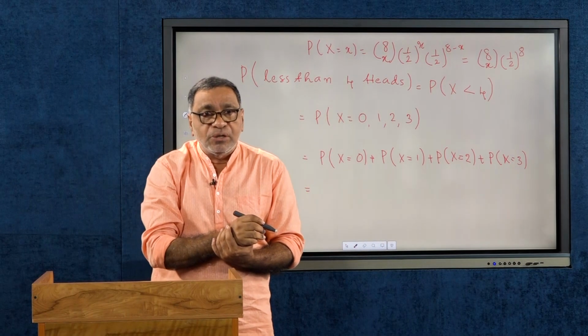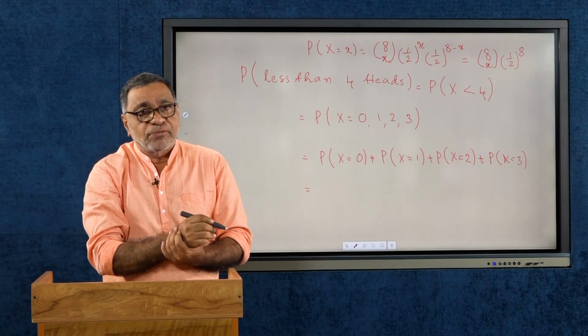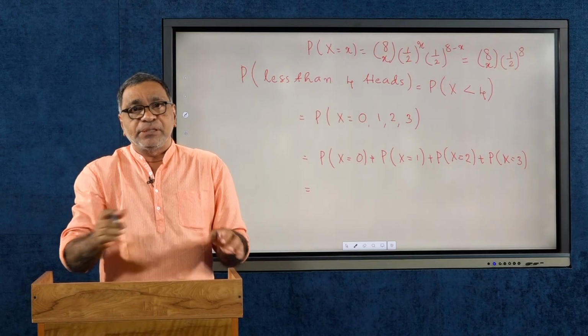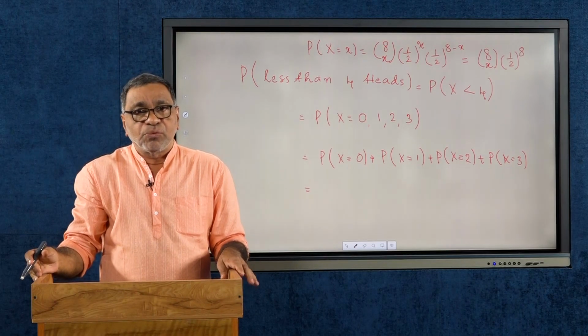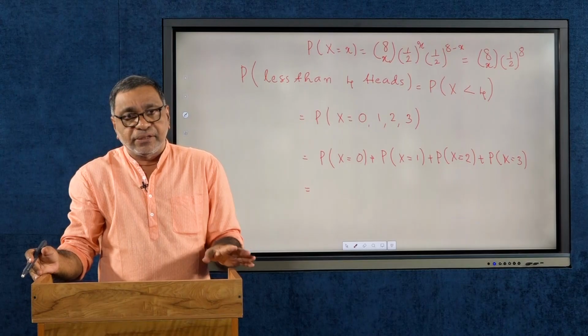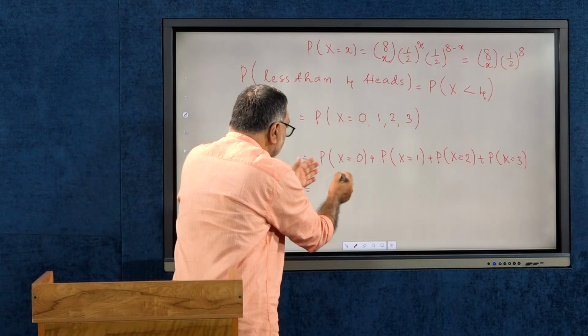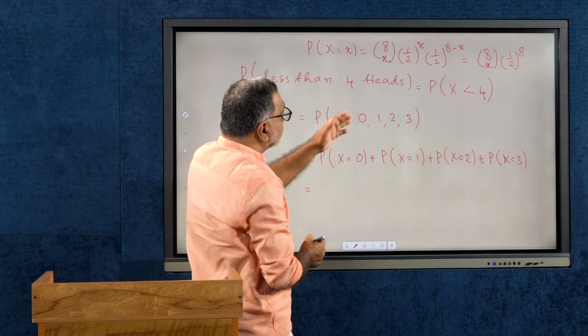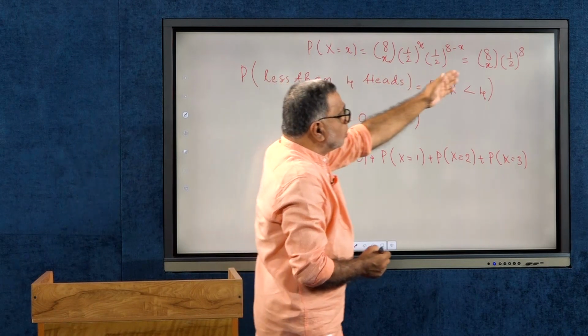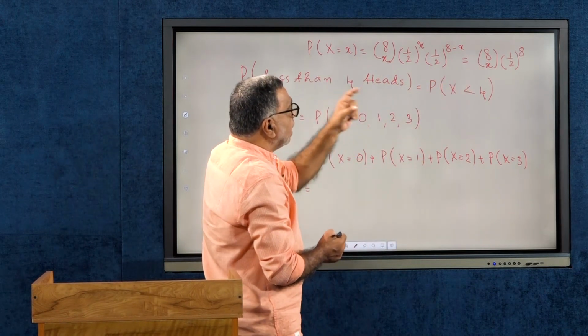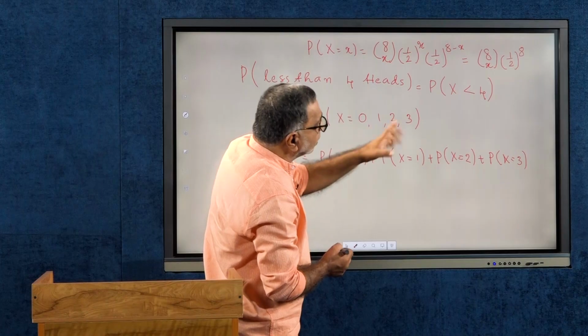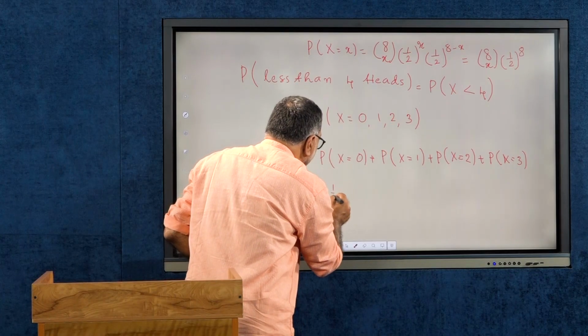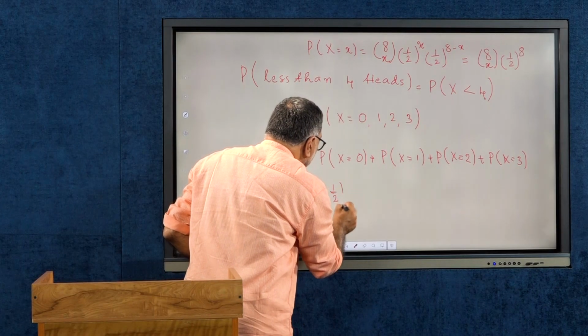So, probability of X equal to x corresponding to our problem is 8Cx (1/2)^8. So, this is equal to what? Probability of X equal to 0. What is the value of probability of X equal to 0? That is 8C0 (1/2)^8. So, this value is 1/2 power 8.